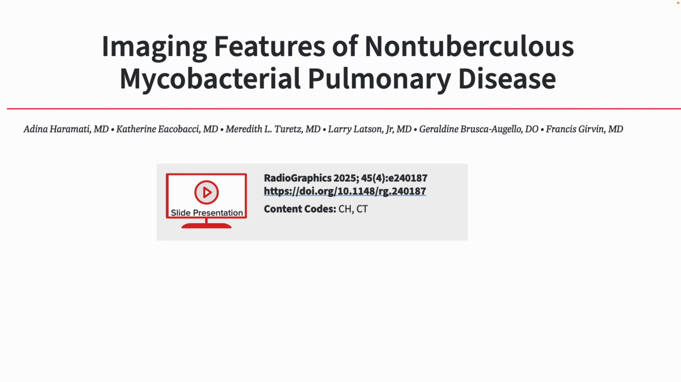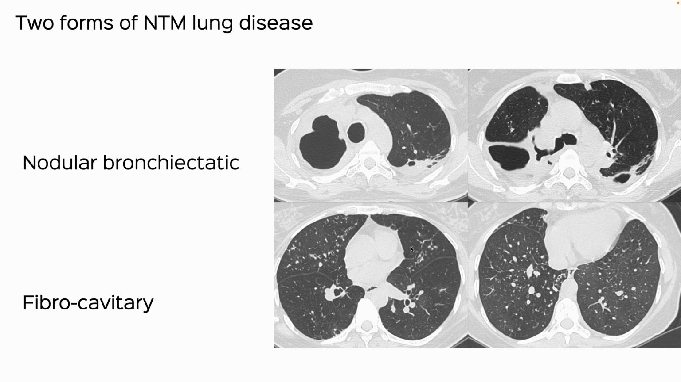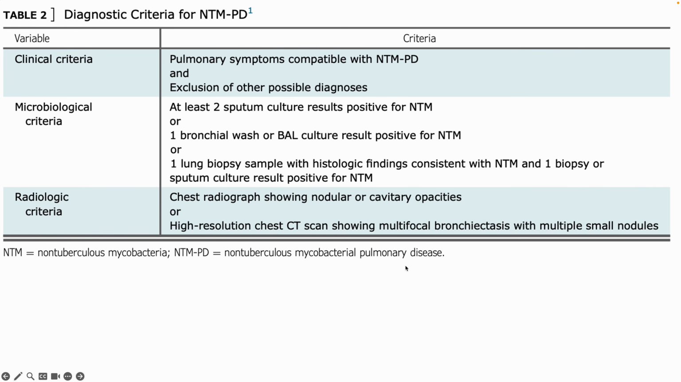My go-to paper for NTM is this Radiographics paper, which came out earlier this year. And this is actually a slide presentation, so you would have to download the entire presentation and then look at it. But it basically talks about two forms of NTM lung disease. You have the fibrocavitary that you see here, and the nodular bronchiectatic, which is the bronchiectasis and centrilobular nodules, and mucoid impaction with discrete nodules.